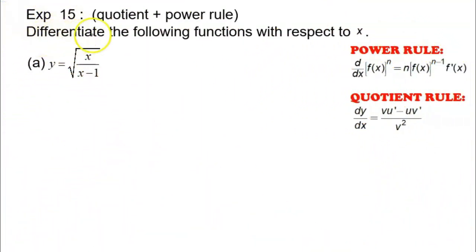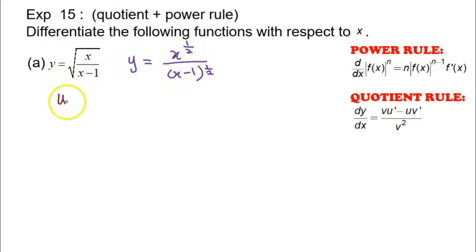Example 15. Differentiate the following functions with respect to x. Question A. y equals the cube root of x over x minus 1. First, we rewrite the y equation into the function to the power of half. Then, use the quotient rule to differentiate y with respect to x.